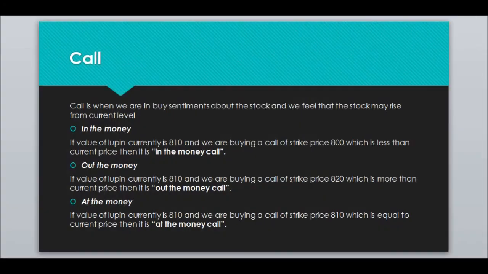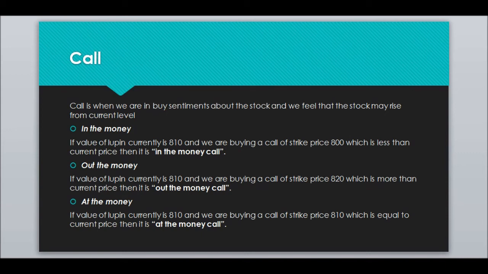If we are in the out of the money call, or even in the money call, the premium will rise faster. And at the money call is buying a call which is currently at the same price as the stock. So the strike price and the current price would be the same. That is the at the money call. Even for the at the money call, the investment is greater. Even for the in the money call, the investment is greater. Even the profit and the loss is greater.